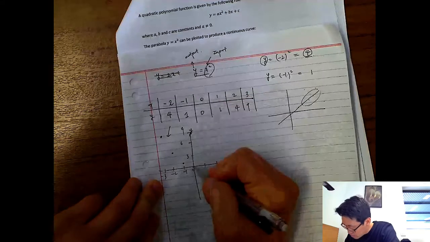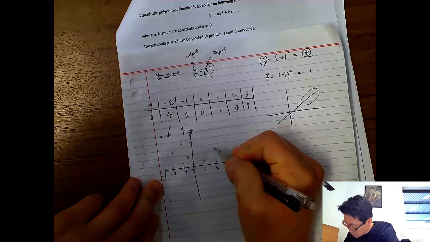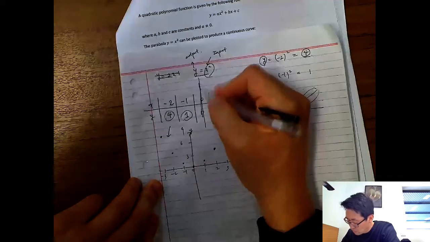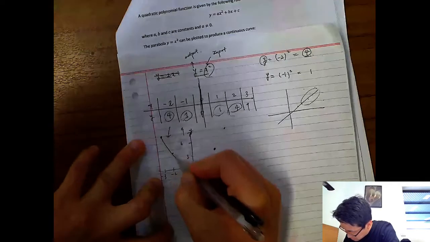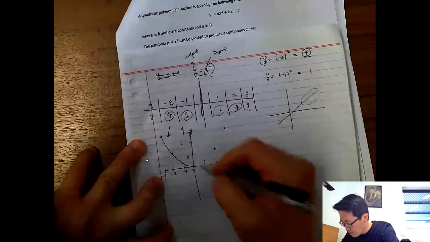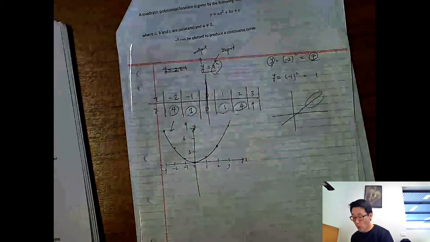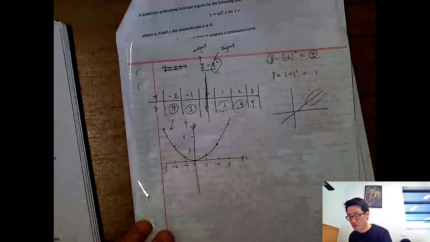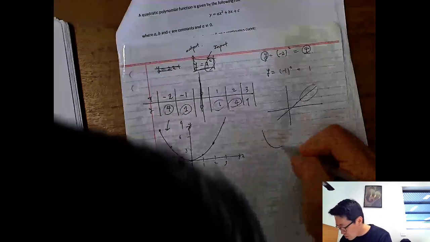When x is 0, y is 0. The other ones are here: 2, 4, because you can see they are symmetrical from the y-axis, and 3, 9. So when I link them, it's not a straight line. They now have a curve, and that curve looks like this. A squared equation always has this basic form, which is why we start from y equals x squared.